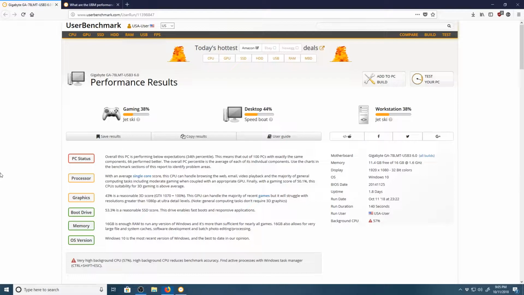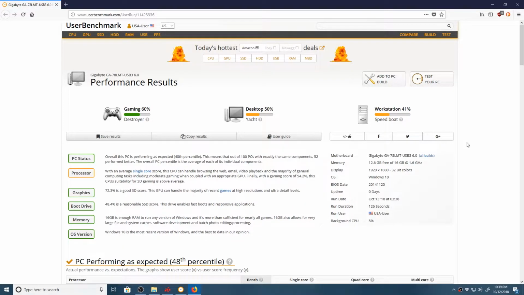So this is an analysis of the old system with the R9 380. In fact, this website considers my computer to be a jet ski when doing the analysis as a gaming system. Now, if we switch over to the new graphics card, it is now considered a destroyer, and a lot of that yellow and red has gone away. So obviously, installing this graphics card did in fact make a difference.